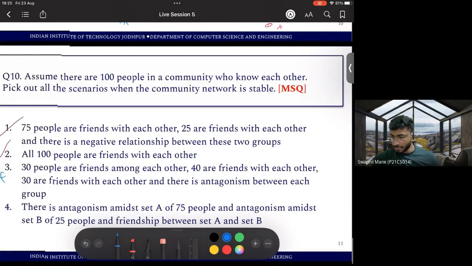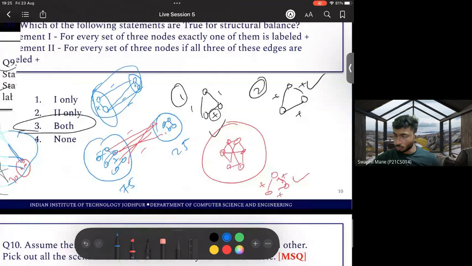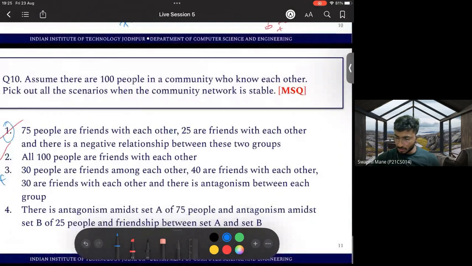Yeah. So here the two correct options are the first and second options.